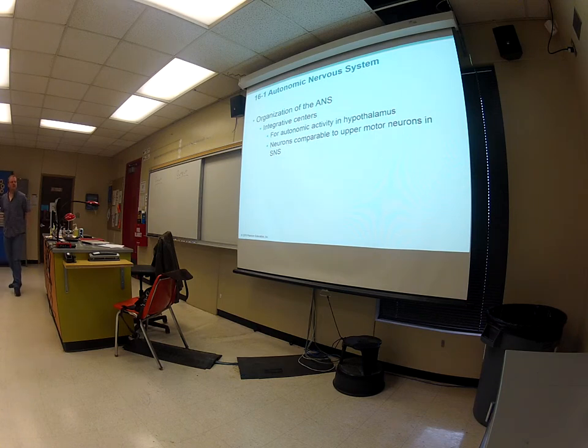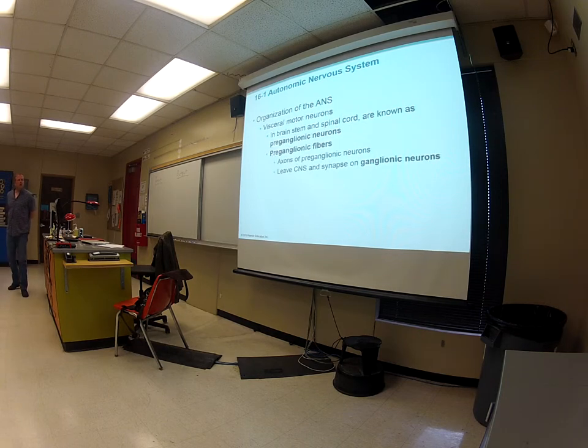Organization of the ANS. Integrative centers for autonomic activity in the hypothalamus. Neurons comparable to upper motor neurons in the somatic nervous system. Now, I don't like all the abbreviations, but they're there. Visceral motor neurons in the brainstem and spinal cord are known as preganglionic neurons. Preganglionic fibers. Axons of preganglionic neurons leave the CNS and synapse on ganglionic neurons.